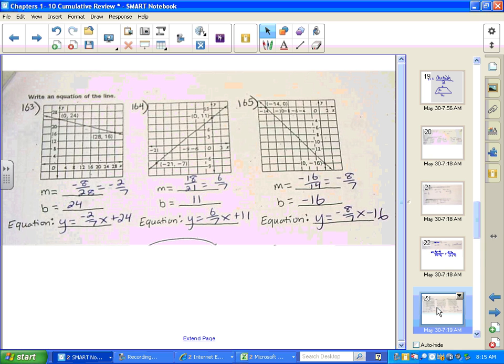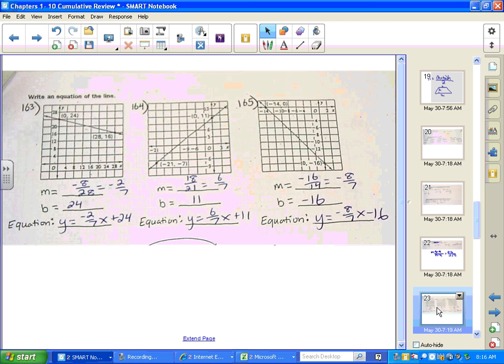165 is definitely tricky. M is negative 8/7, simplified. B is negative 16. Therefore, the equation is y equals negative 8/7 x minus 16.